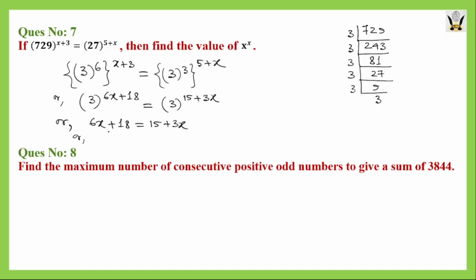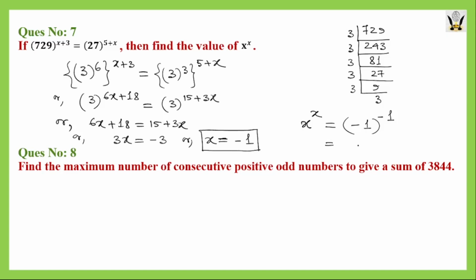So 6x minus 3x will be 3x, and 15 minus 18 will be minus 3, and from here the value of x will be minus 1. So the value of x to the power x will be how much? It will be minus 1 to the power minus 1. So it can be further written as 1 divided by minus 1 to the power plus 1, and finally that value will be minus 1.